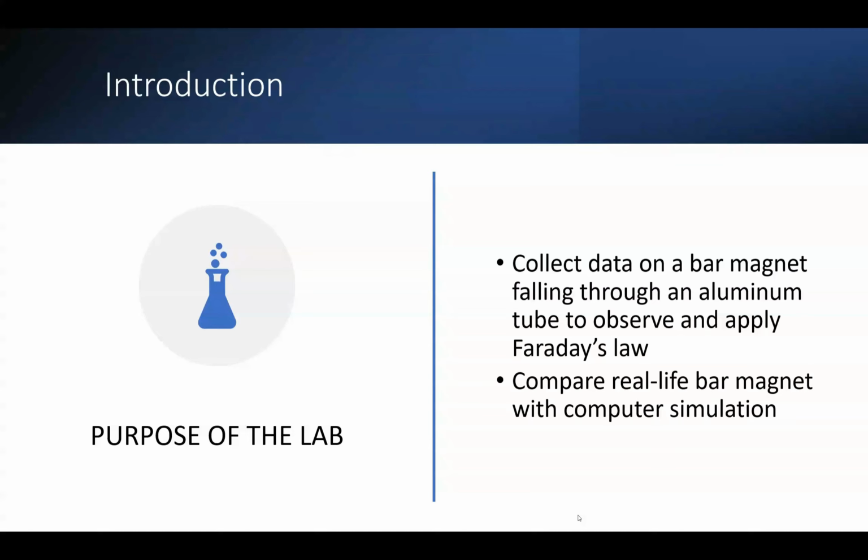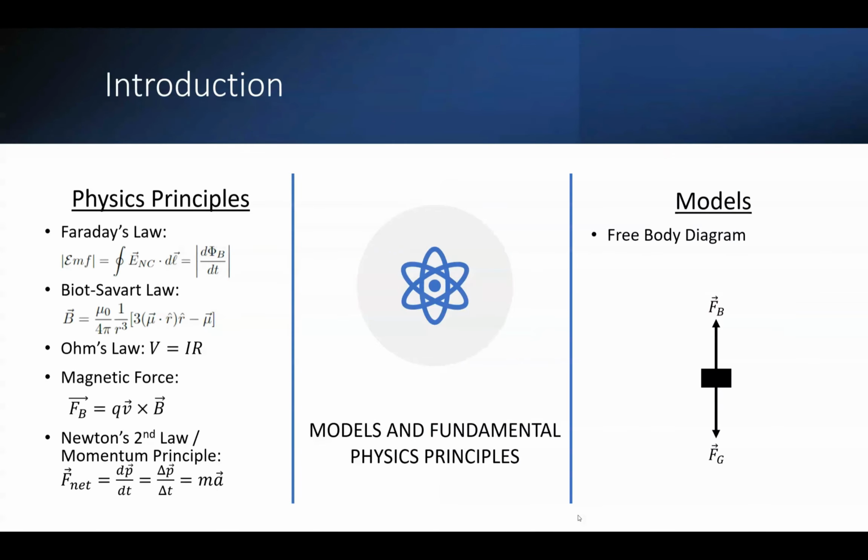Introduction. The purpose of the lab was to collect data on a barred magnet falling through an aluminum tube to observe and apply Faraday's law, and then to compare the real-life barred magnet with the computer simulation. The physics principles used in this lab were Faraday's law, the Biot-Savart law, Ohm's law, magnetic force equation, and Newton's second law. The equations for which are shown to the left-hand side.